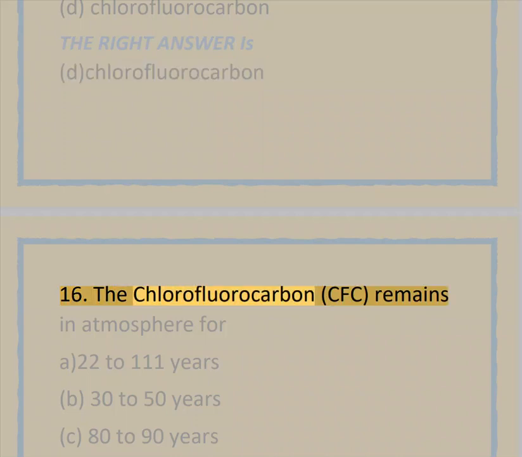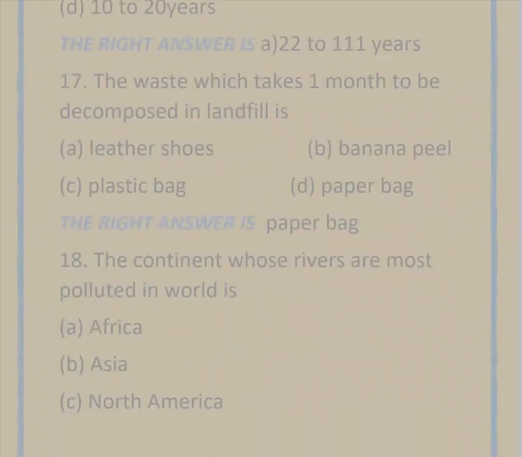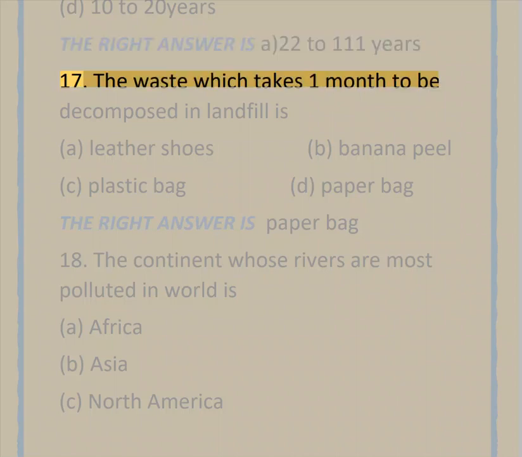16. The chlorofluorocarbon, CFC, remains in atmosphere for A. 22 to 111 years. B. 30 to 50 years. C. 80 to 90 years. D. 10 to 20 years. The right answer is A. 22 to 111 years.